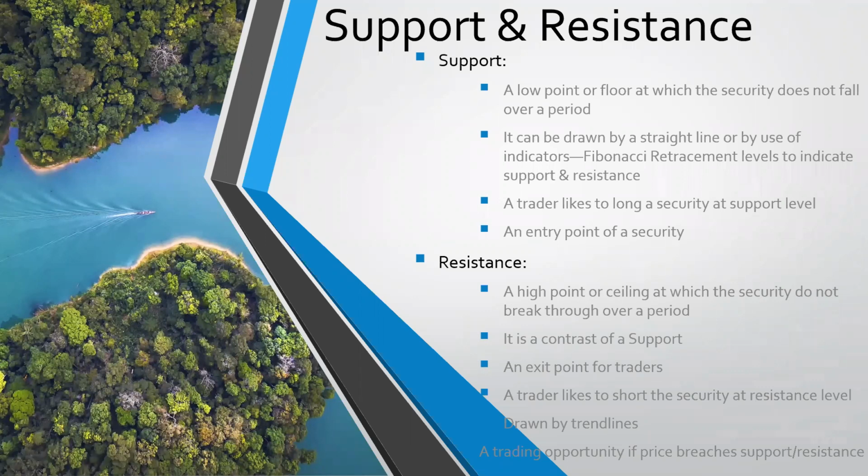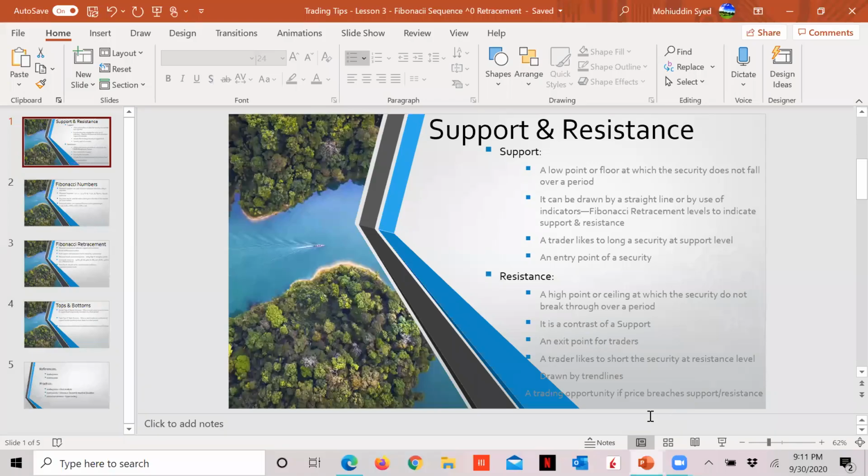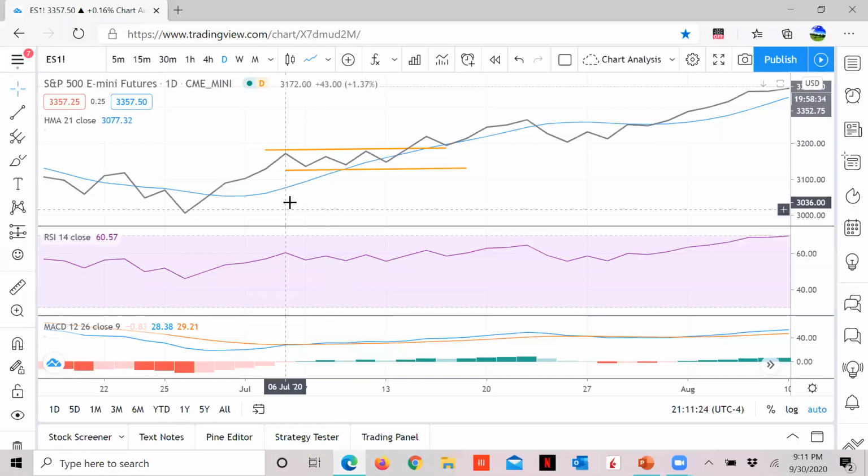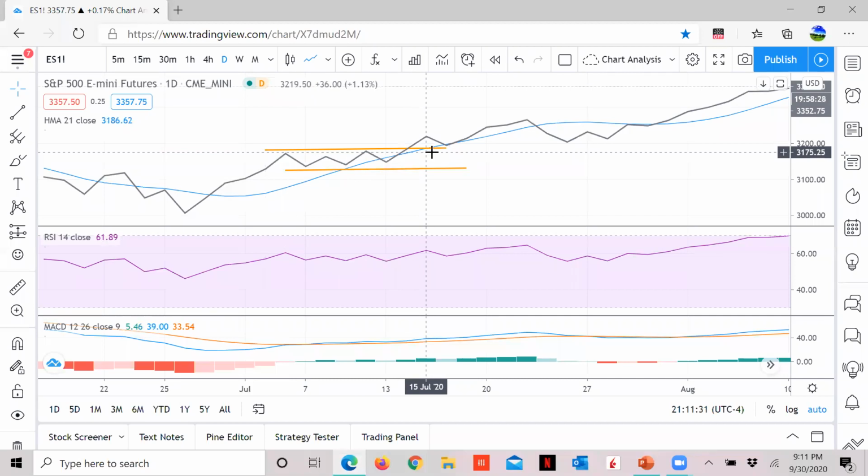Usually it's drawn by trend lines, which we just drew: the lowest points over a period and the highest points over a period, to show the support and the resistance level.